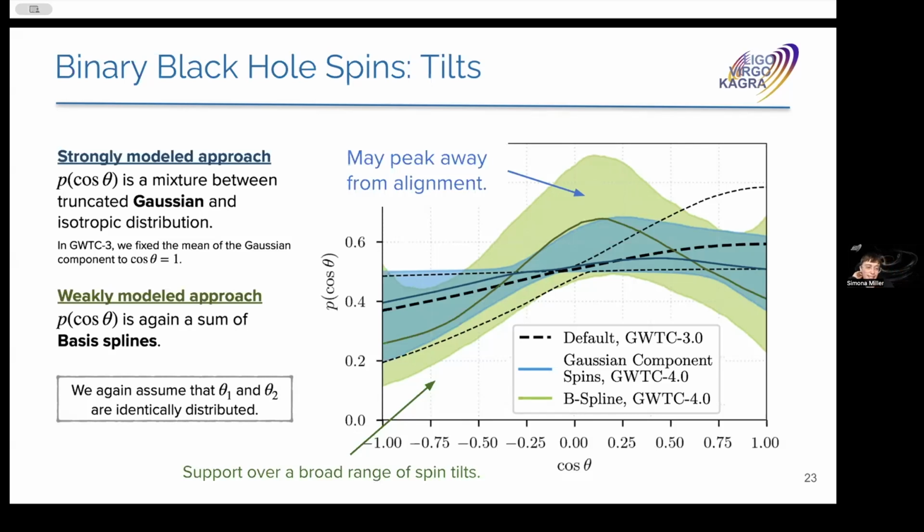We still find, which is consistent with previous catalogs, that there's broad support for a broad range of spin tilts in the distribution. So lots of different degrees of alignment between spin and orbital angular momentum. But for the first time, due to our updated model, we find that the distribution may peak away from perfect alignment, meaning that most of the spins, or the highest percentage of spins, are actually not perfectly aligned with the orbital angular momentum, leading to thoughts of some sort of dynamic formation channels at play.